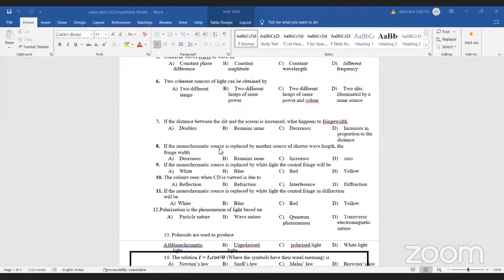If the monochromatic source is replaced by another source of shorter wavelength, the fringe width is. Yes, monochromatic source is replaced by another source of shorter wavelength.